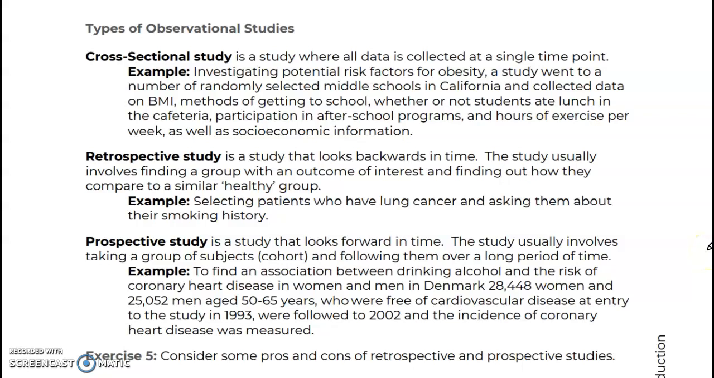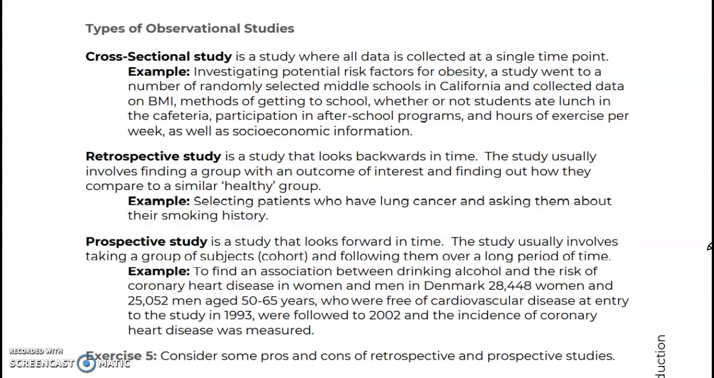What are the types of observational studies? So first of all, we can have a cross-sectional study, which is basically just a snapshot at a single time point. An example for that is investigating potential risks for obesity. A student went to a number of randomly selected middle schools in California and collected data on BMI and some other variables. So at one point in time, our data is collected.